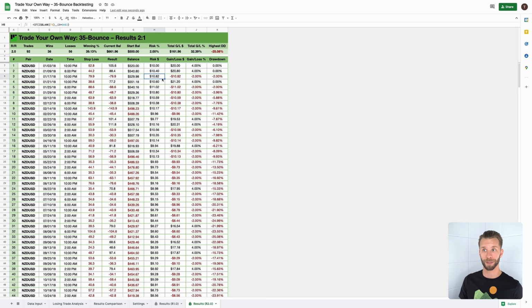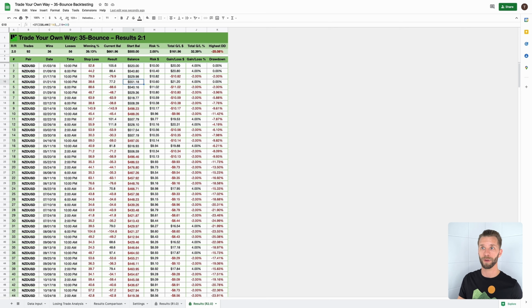When we risked $10.82 and we lost $10.82. So for every winning trade, we are doubling what we are risking. The best ratio to trade will depend on your strategy, which is why it's important you backtest each of the strategies and then compare them all out.